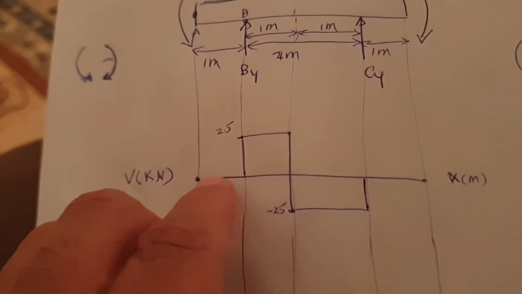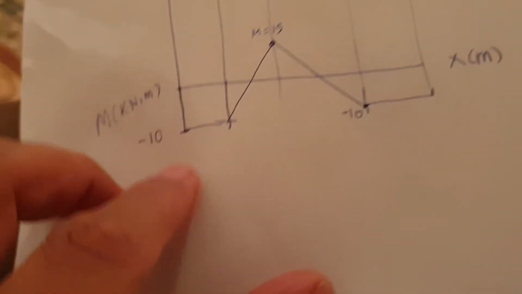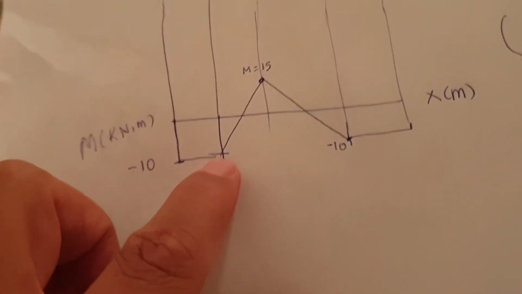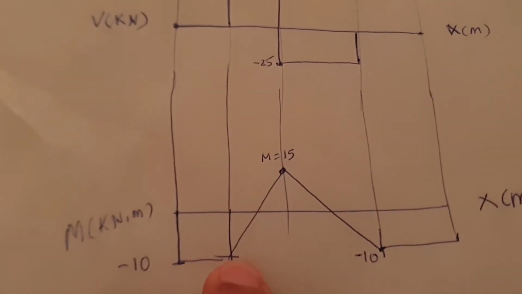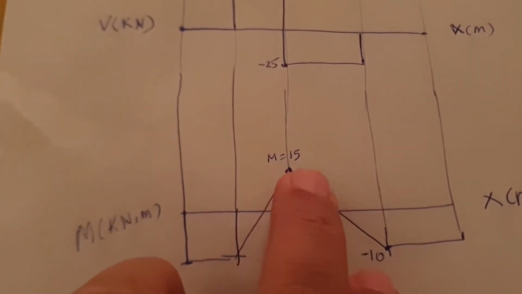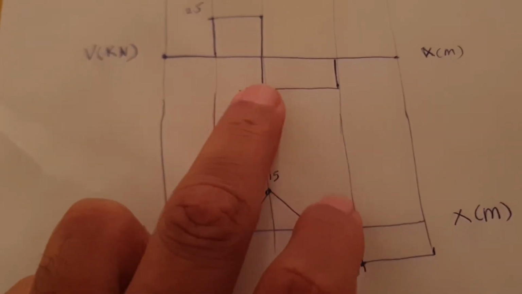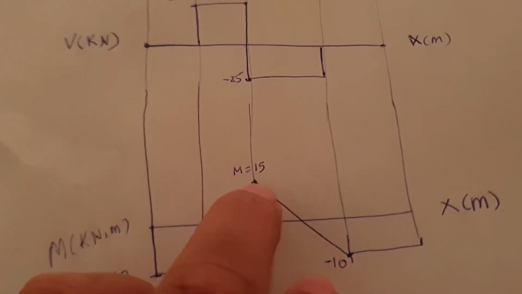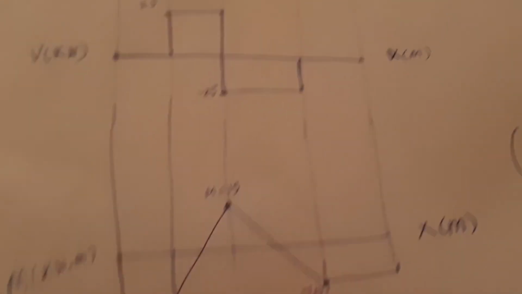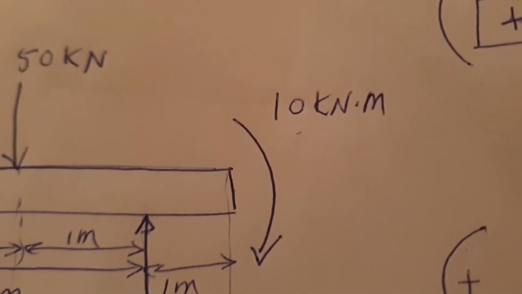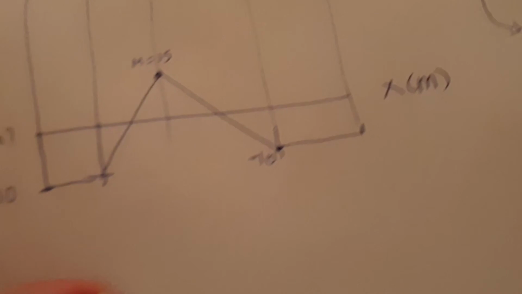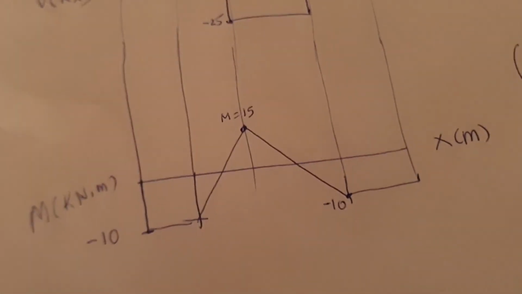So we start with minus 10. Remember, there is no moment and no loading here, so it's 0. Minus 10 plus 0 is minus 10 all the way. Then you have 25 times 1, which is 25. Minus 10 plus 25 is plus 15, so this is a linear increase. Then minus 25 times 1, minus 25 plus 15, is minus 10, back to minus 10. Then there's no loading, so it stays constant at minus 10. And remember this moment? It was a plus, so minus 10 plus 10 is 0. Hopefully this will be easy to understand.